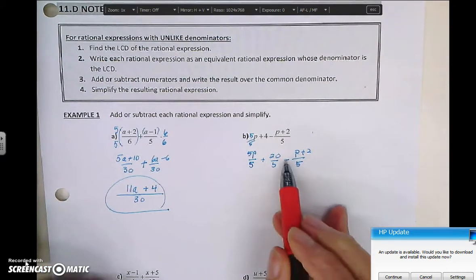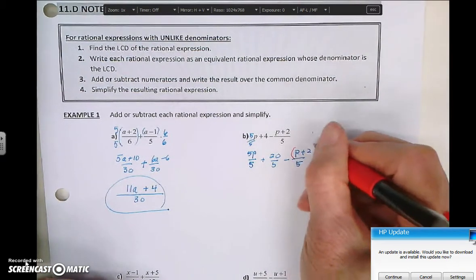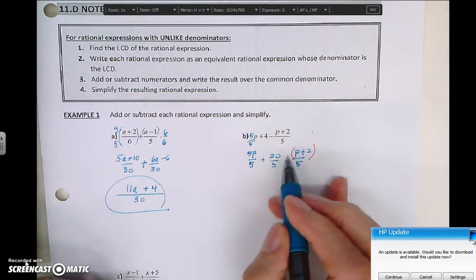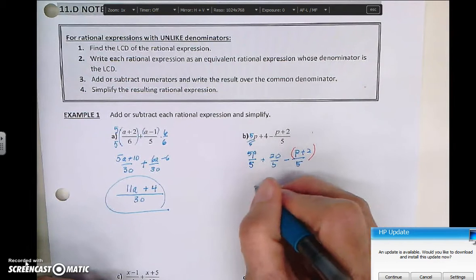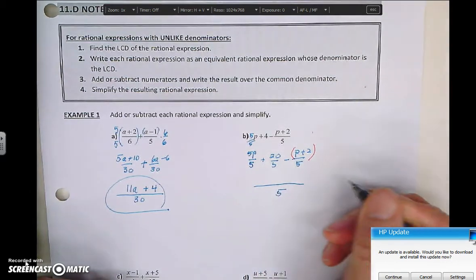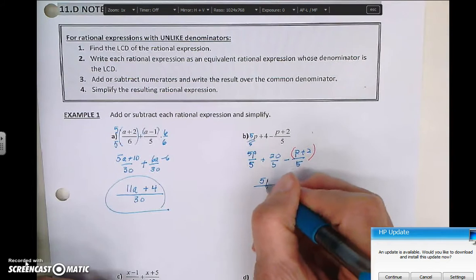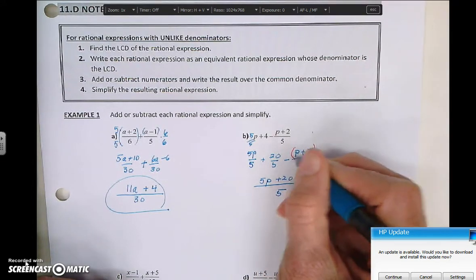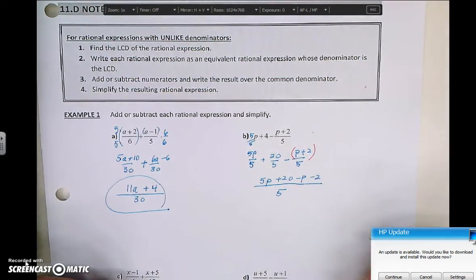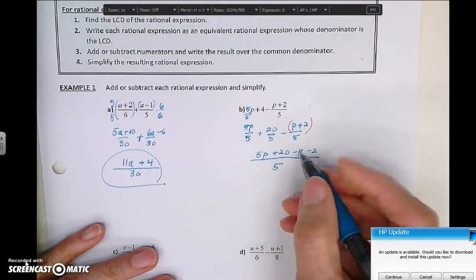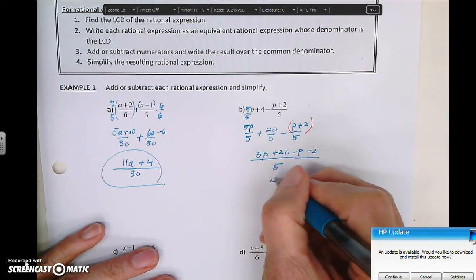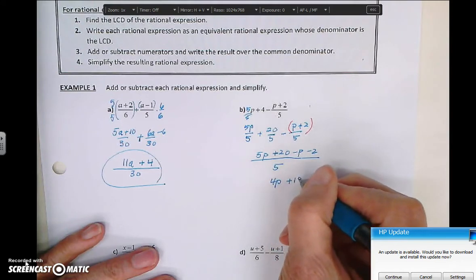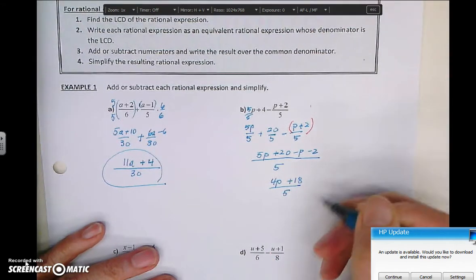But I do observe that I've got a subtraction, and when I have subtraction, I remember I want to put the parentheses around my numerator so that I can distribute. So when I put it all together, I have 5P plus 20, I have a minus P and a minus 2. And combining like terms, I have 5P minus P, that's 4P. And then 20 minus 2, that's going to be plus 18 over 5.